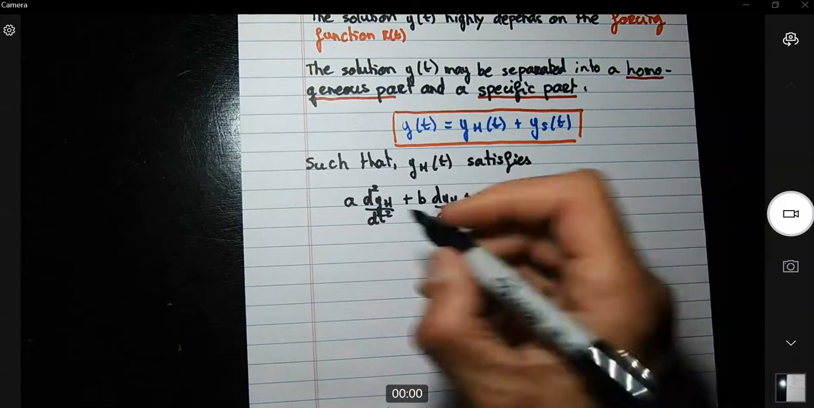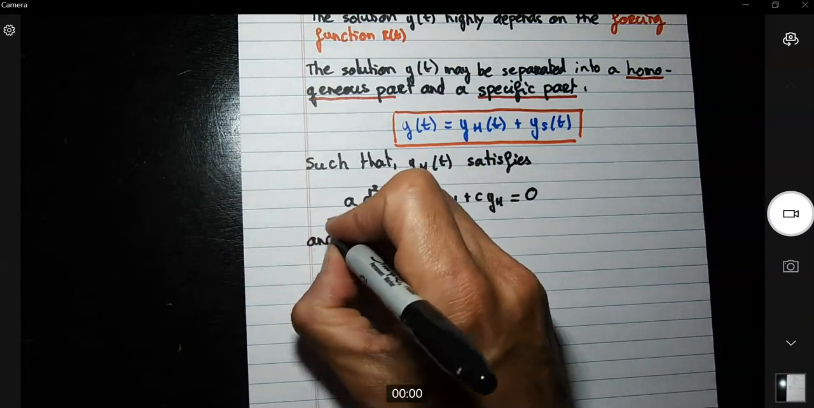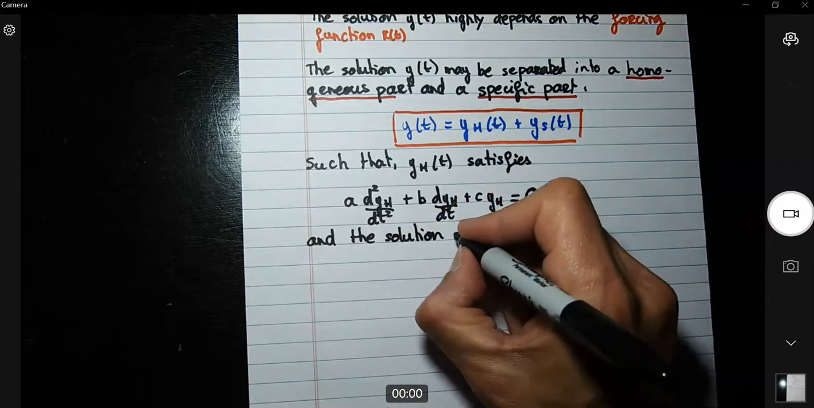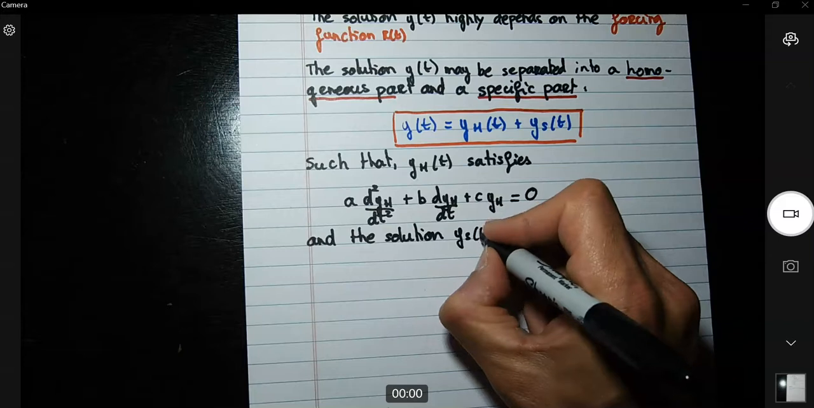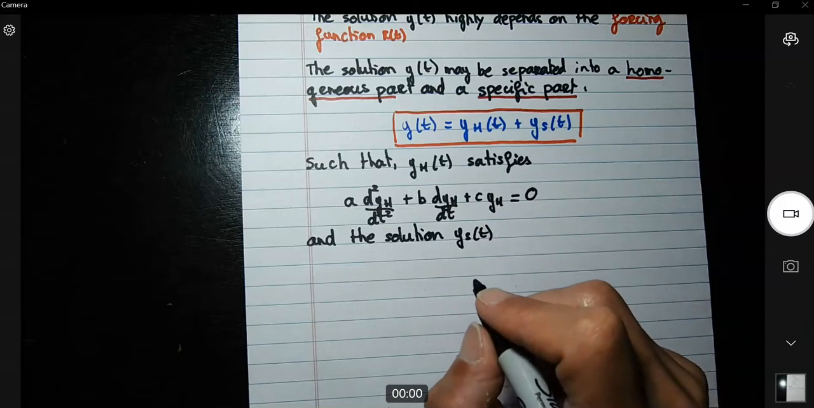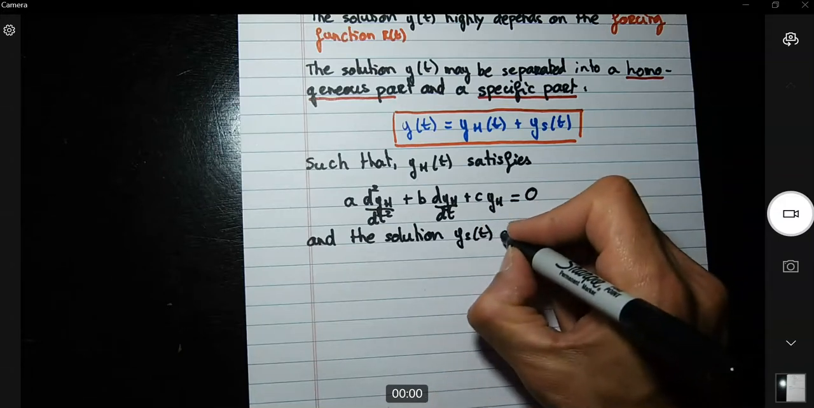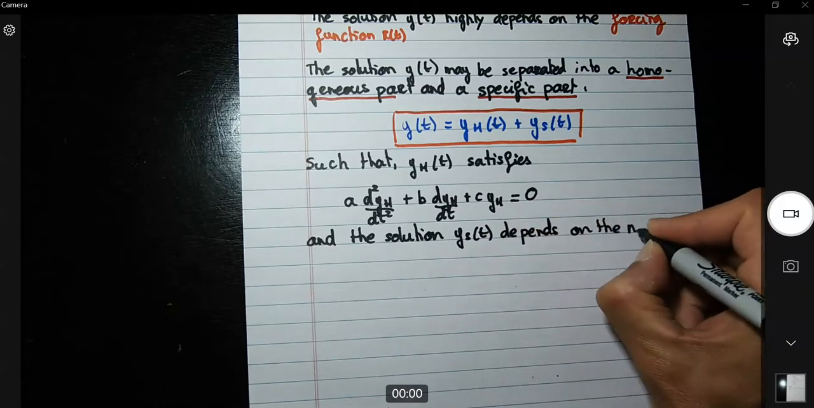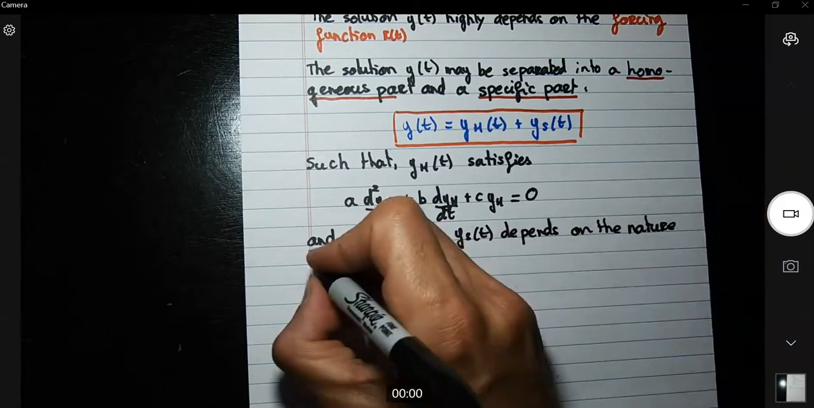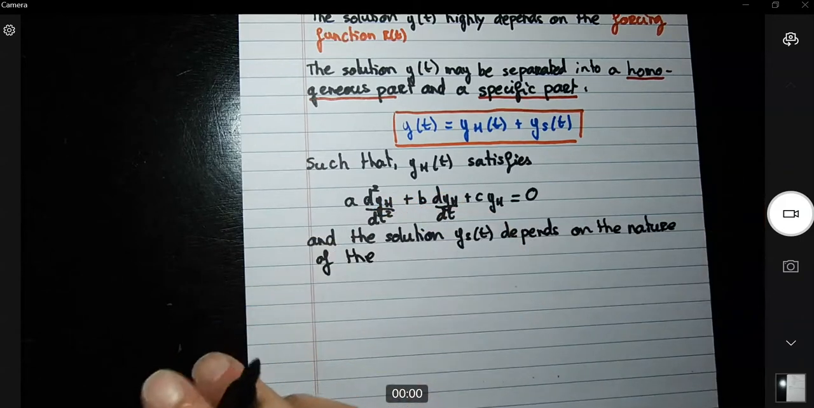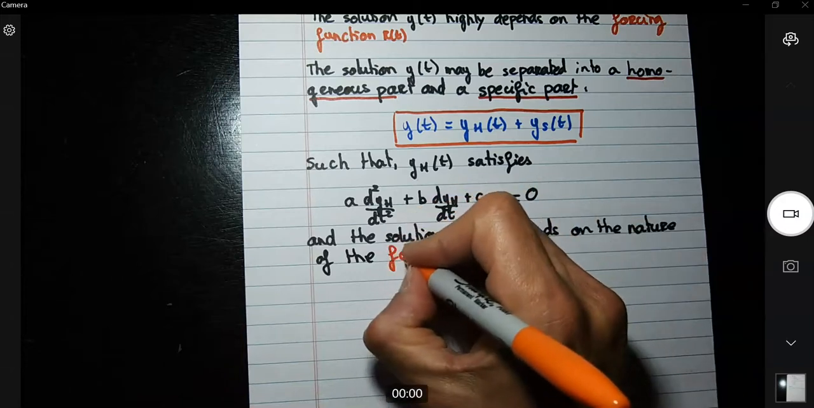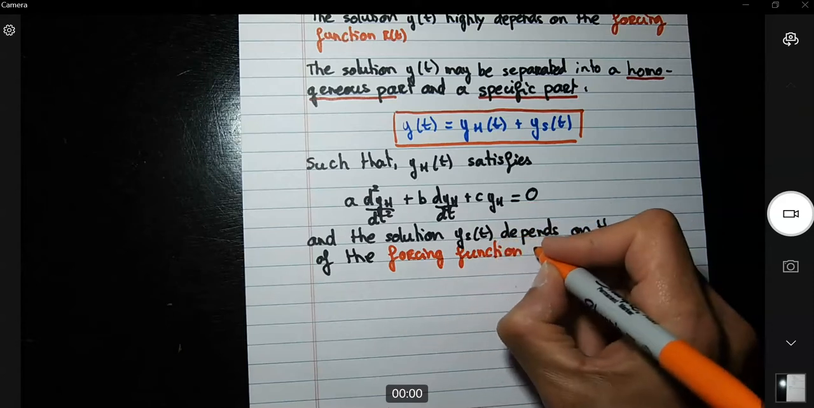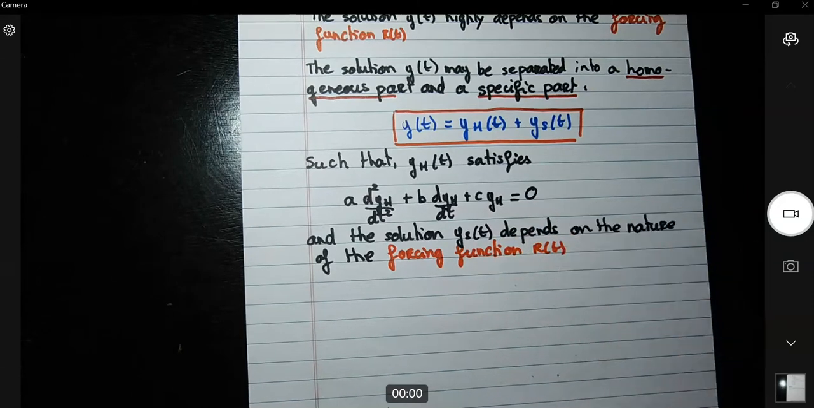Okay, and the solution y specific of t depends on the nature of the forcing function r of t.